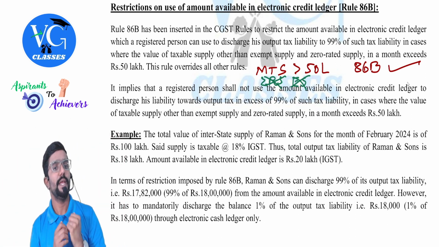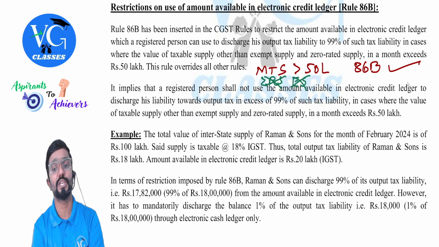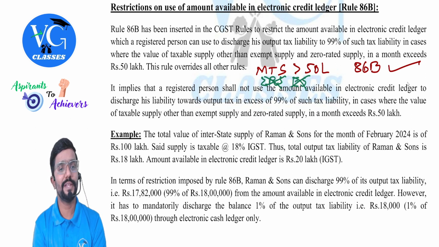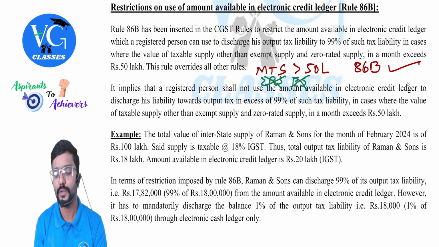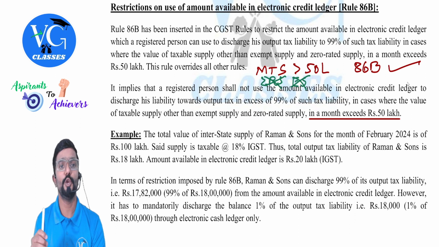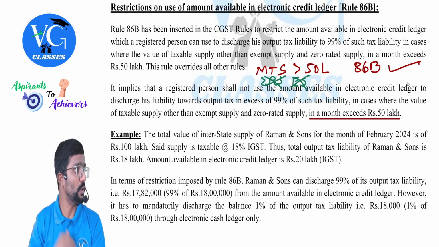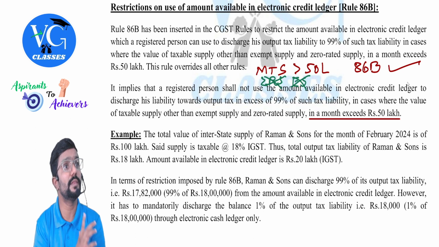Okay, sir. It implies that a registered person shall not use the amount available in the electronic credit ledger to discharge his liability towards output tax in excess of 99% of such liability, in cases where the value of taxable supply other than exempt supply and zero rated supply in a month exceeds 50 lakh, guys. Please be careful. That is in a month. Because as the amount is huge, you might consider that, sir, it is per year. No. Now that means, sir, should I check 86B every year or every month? Every month.